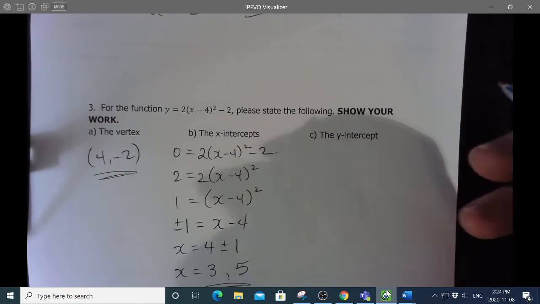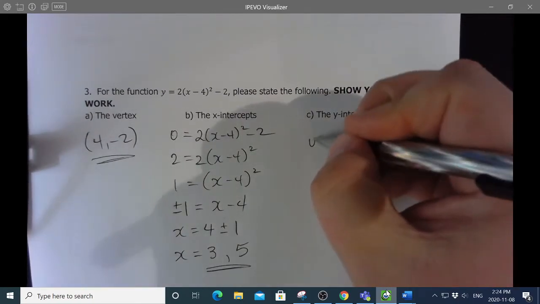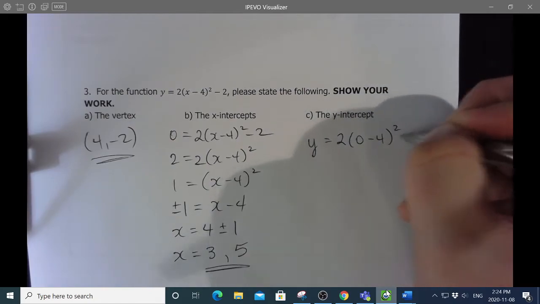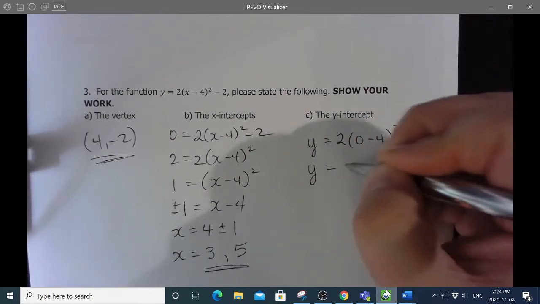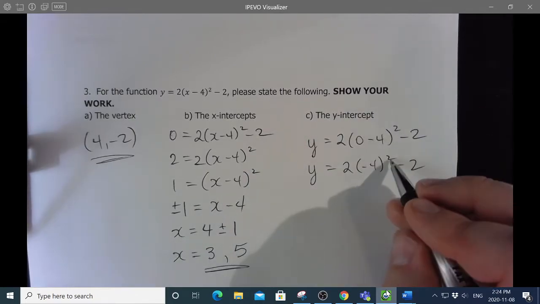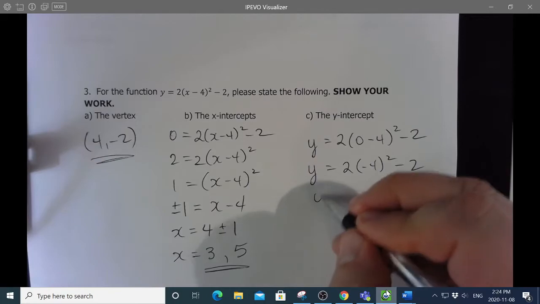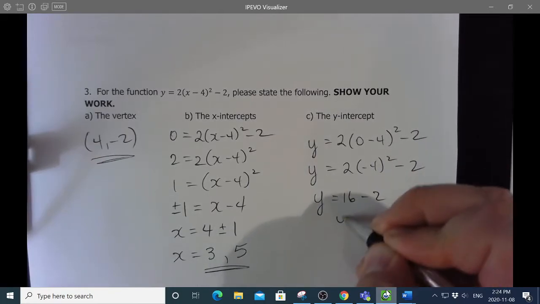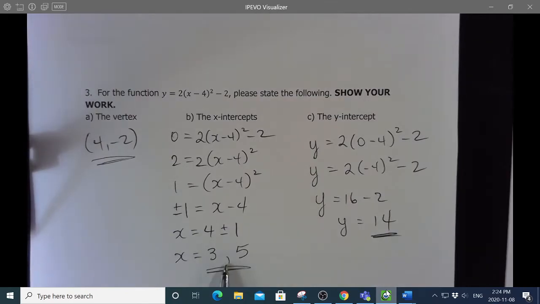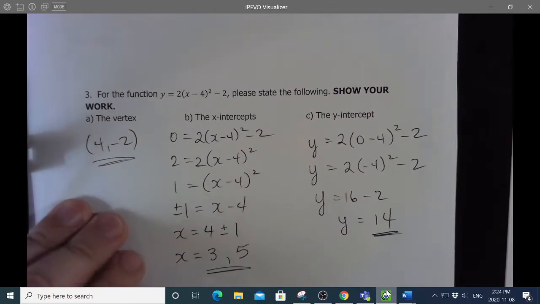The y-intercept, of course, happens when x is 0. So let's plug in a 0 for x. And that would be 2 times negative 4 squared minus 2. Negative 4 squared is 8. 2 times 8 is 16. So I've got 16 minus 2 is 14. And there we go. Got our x-intercepts, our y-intercepts, and our vertex.